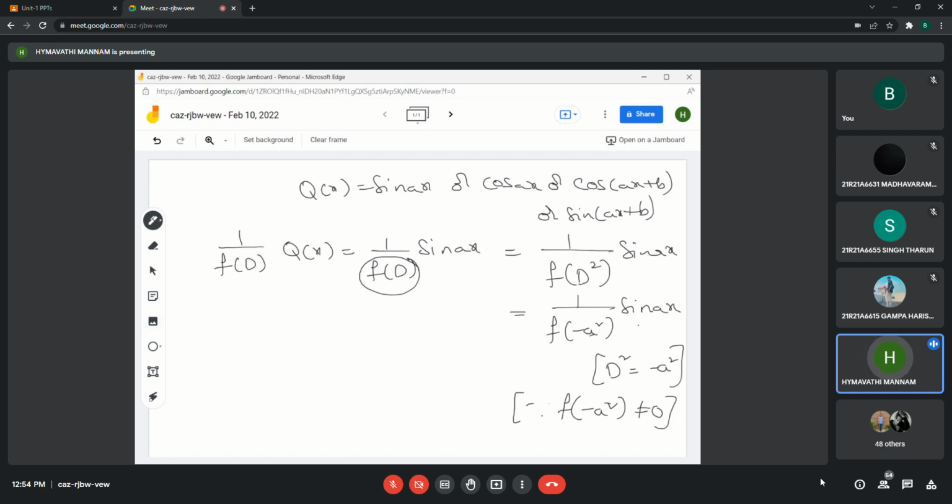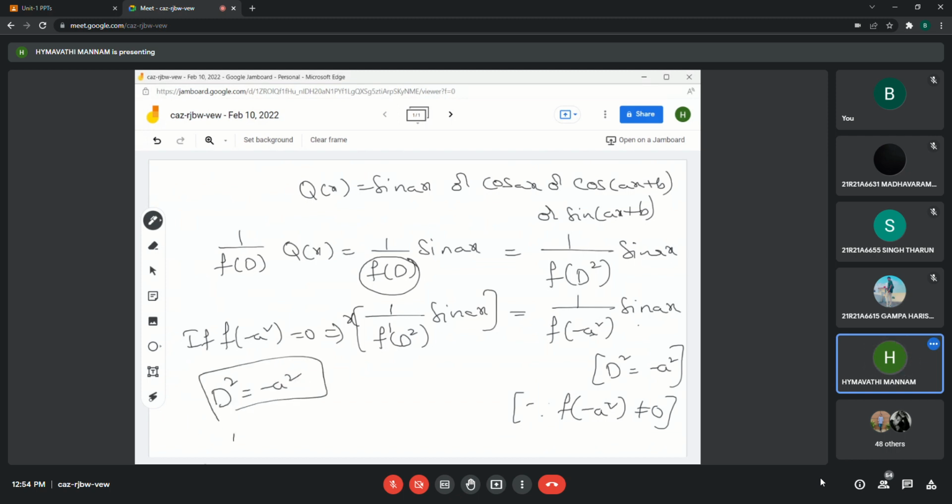Suppose f of minus a square is equal to 0. Then how can we find the particular integral? It is x into 1 by f dash of D square into sin ax. Again substitute D square by minus a square. Only here we are substituting D square equal to minus a square, not in the capital D.